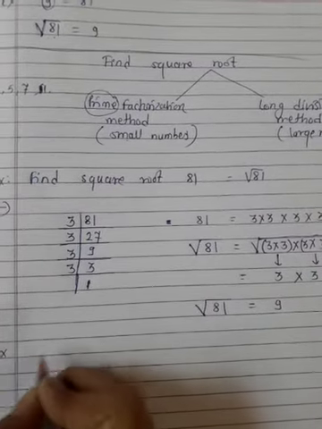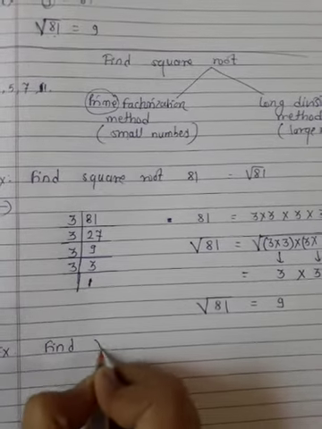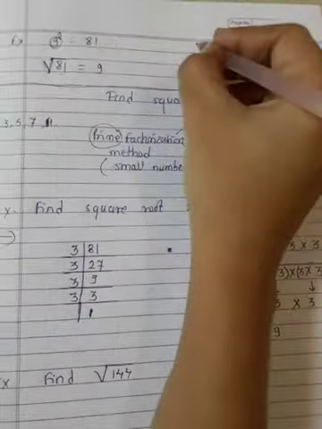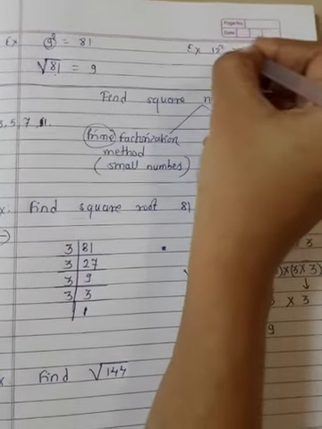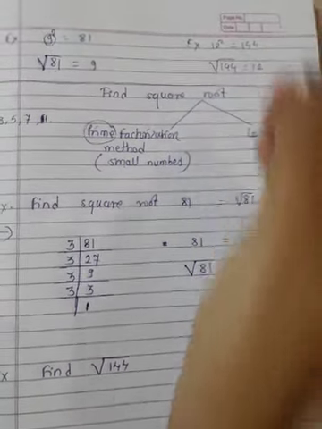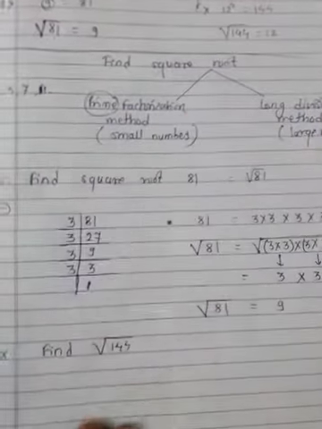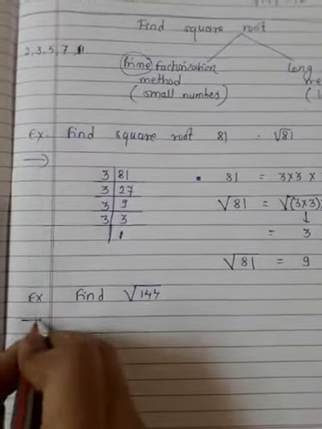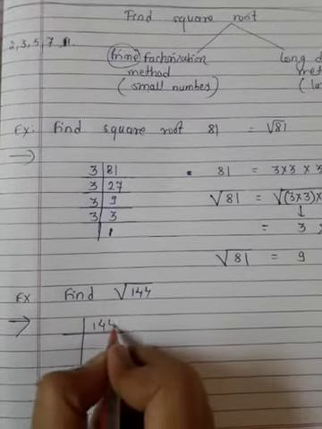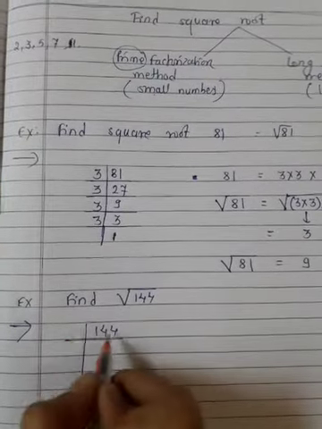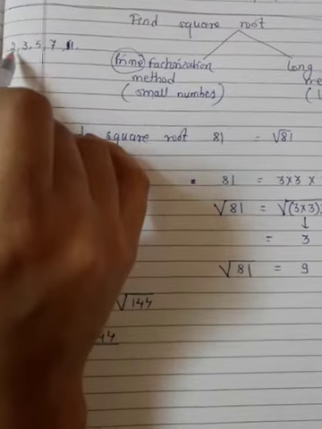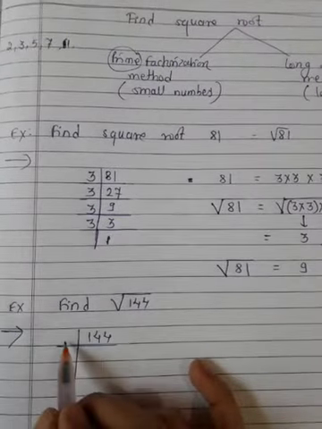Okay, see one more example. Find the square root of 144. We know 12 squared is 144 and therefore the square root of 144 is 12. But you can find it by the prime factorization method. Try to find it by the prime factorization method. First of all, draw two lines and write 144 here. Now first divide this number by a prime number. Prime numbers start from 2 and so on. Which number divides 144?